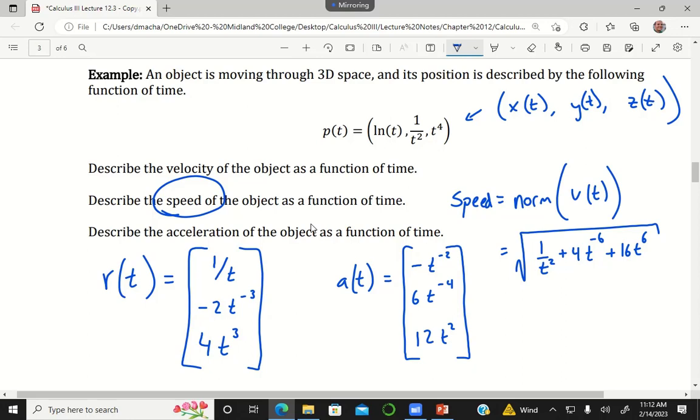Does that make sense? Pretty straightforward. Kind of exactly what you did in Calculus 1, but now we're just doing it 3 times for the 3 components instead of the 1 component. Okay.